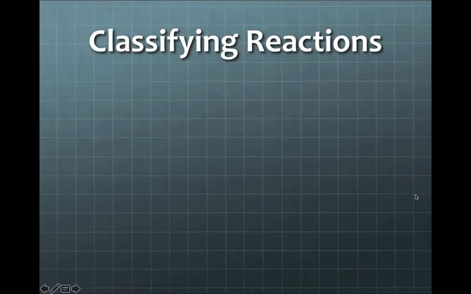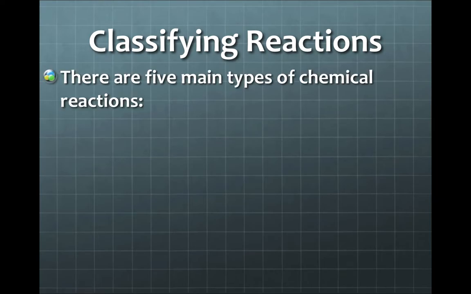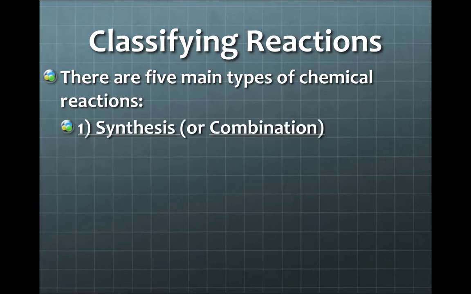Okay, good morning, guys. Now that you all know how to write a chemical equation and balance them, I want to spend the last part of this chapter unit learning how to classify the different types of chemical reactions. Now, in chemistry, there are 5 major types of chemical reactions. So today I want to just discuss 2 of them, but we're going to list all of them right here.